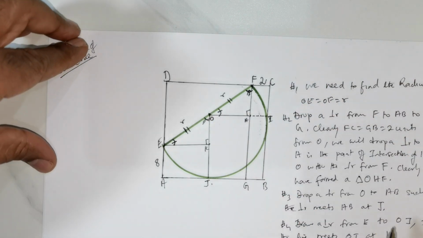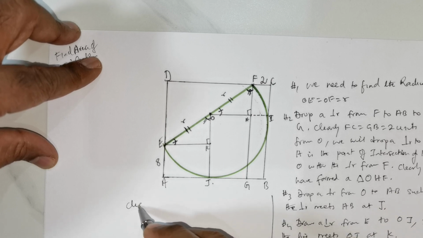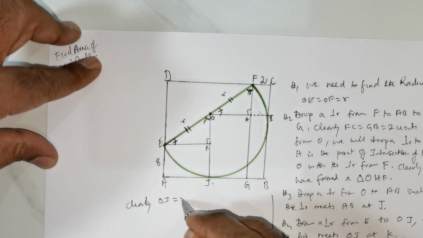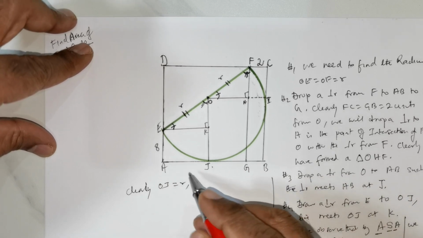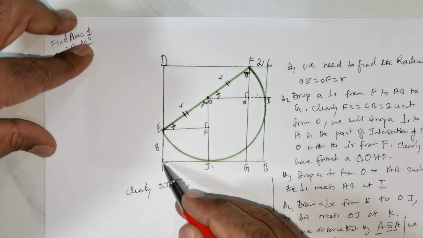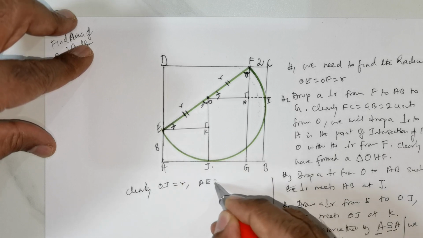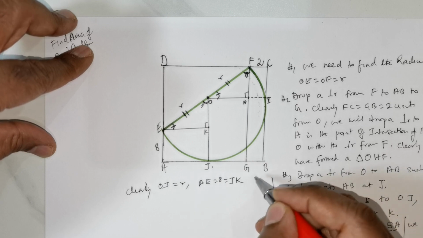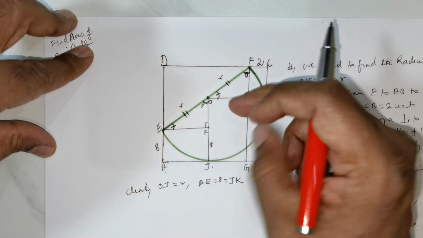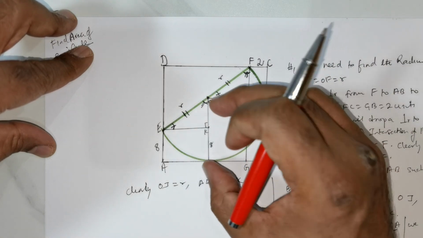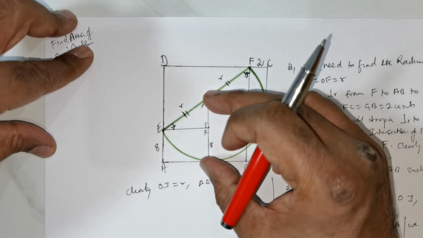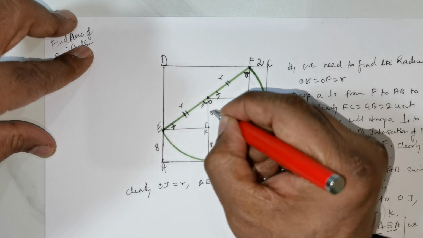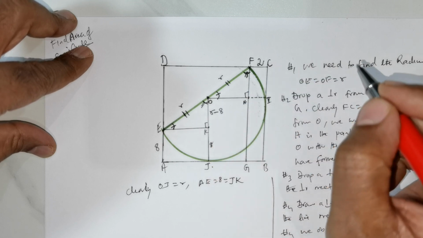Now clearly I'm using this part. Clearly OJ is equal to R and EA or AE is equal to 8, which is equal to JK. So this is going to be 8. This entire thing is R, right? That's a radius. Now this entire thing is R and this part is 8, so what would this be? This is going to be R minus 8.